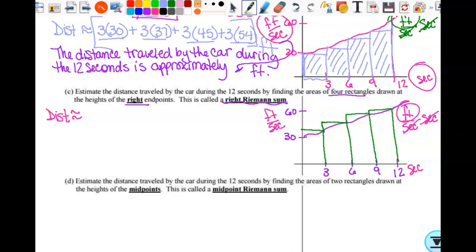So we're going to start with, what's this width? 3. What's the height of that rectangle? 37, because it's when x is 3, right? 3 times 37 plus, and so all of our widths are 3 on this one. That's not, again, not always going to be the same. Then this one will be 45, right? So you finish this part up.